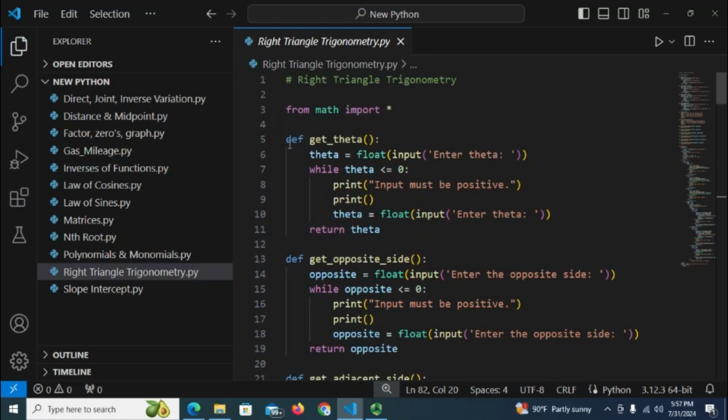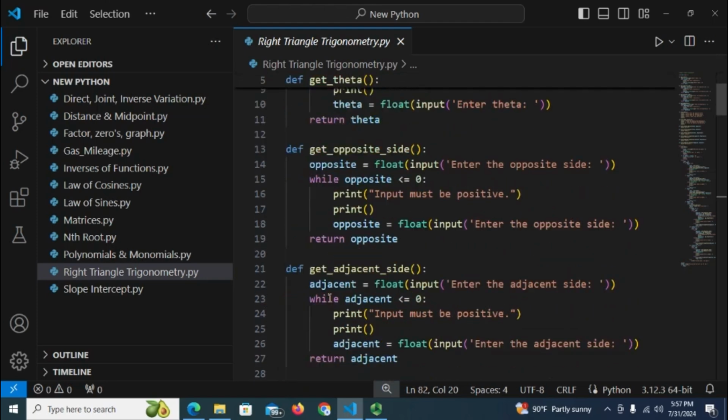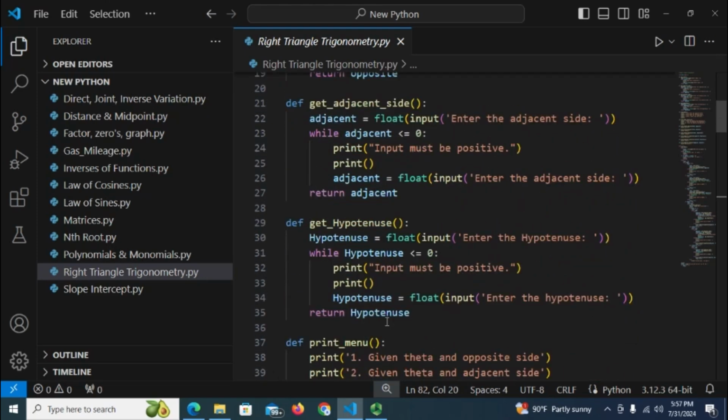What I've done is I've created functions to get user inputs for theta, opposite side, adjacent side, and hypotenuse. These functions are only taking user input, and they restrict those values to positive inputs only, because the lengths of sides and angles are assumed, or ideally are, positive in this program.